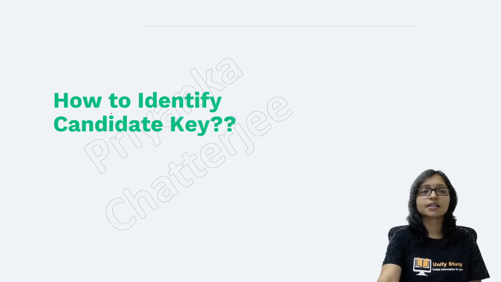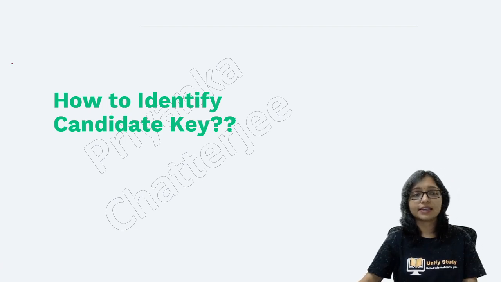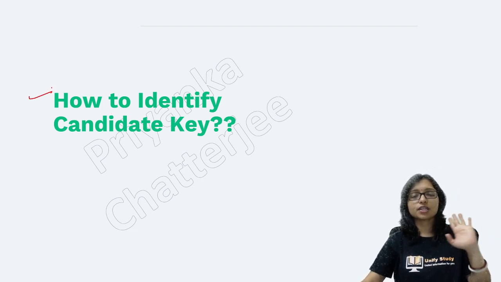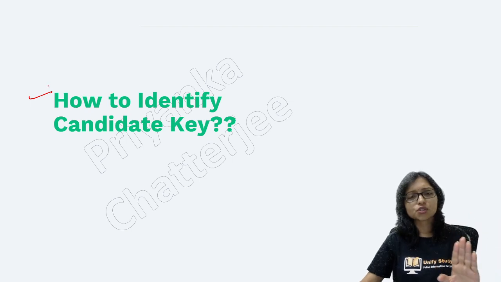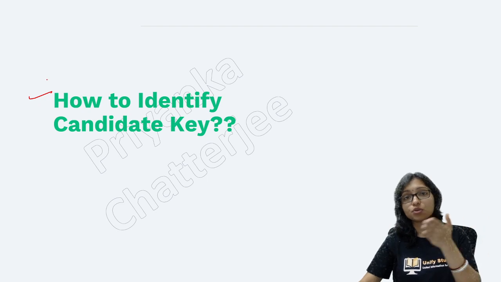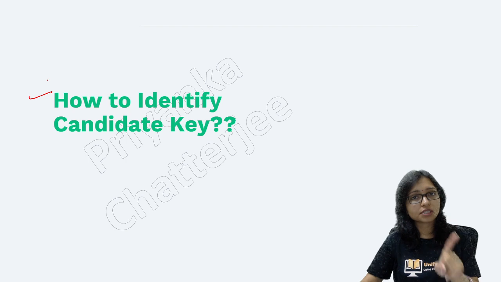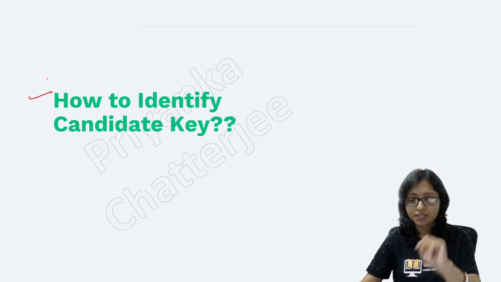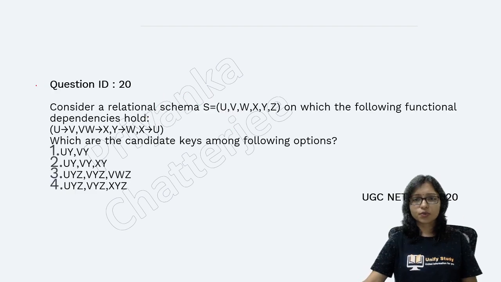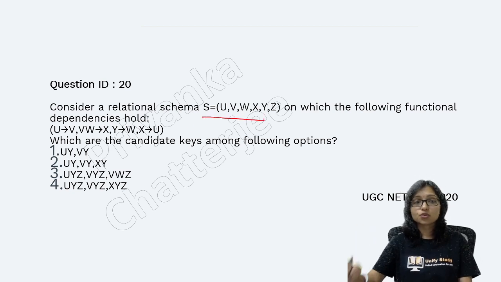So let's start. First, we have to see how to identify candidate keys, because candidate key identification is very important. Questions also come from it, and for normalization you have to understand prime and non-prime attributes. That's why identifying all possible candidate keys is the first step. So here we will do this question. You can see the question gives the dependencies, and we need the candidate keys. How to do it?